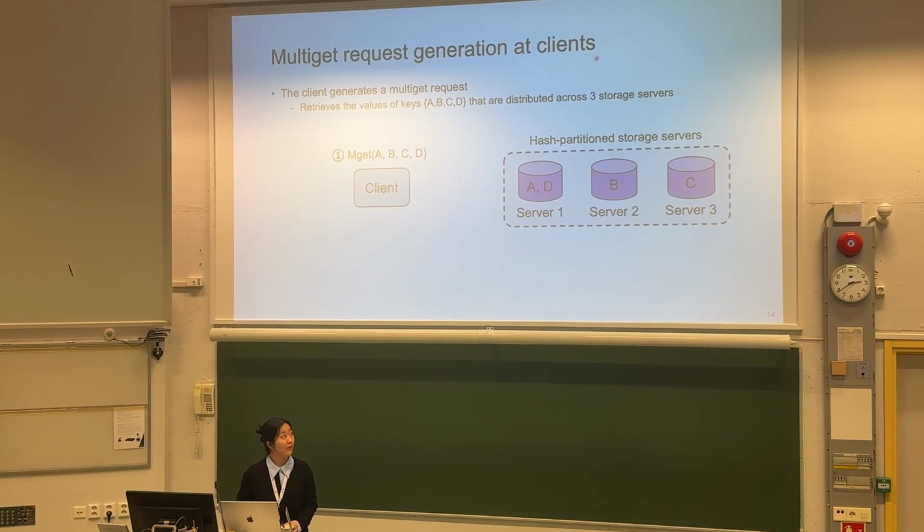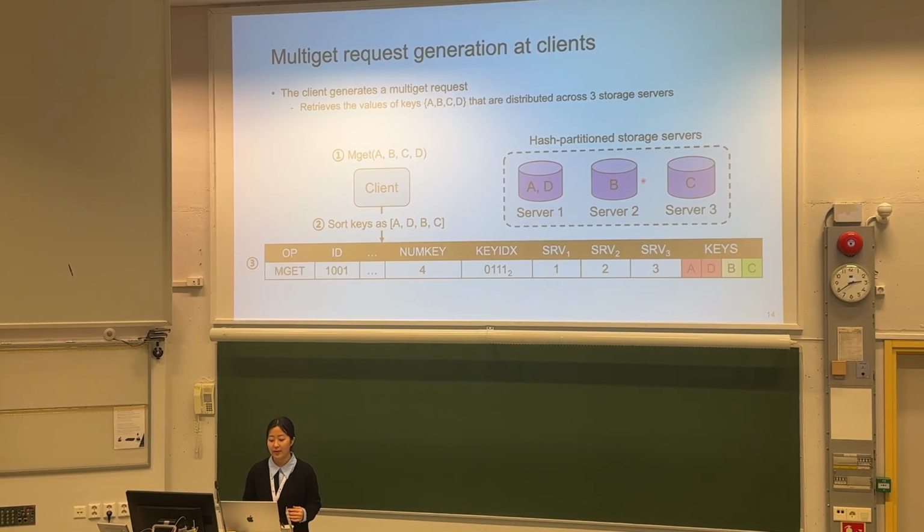Next is the detailed process. We suppose that the client sends a multi-get request for keys A, B, C, and D. These keys are distributed across three storage servers using hash partitioning. To make splitting easier, the client first sorts the keys using a hash function to identify the target server for each key. And then the client inserts metadata about the multi-get request into the packet header. As a result, the keys are grouped together by server in the packet. In this example, we end up with 3 key groups. The first group is A and D, the second group is B, and the third group is C.